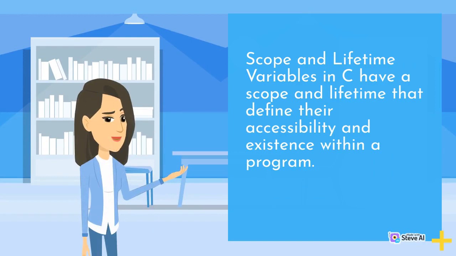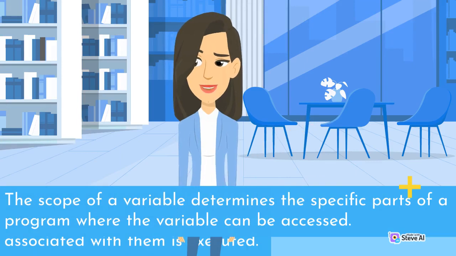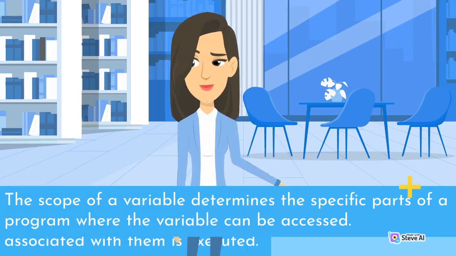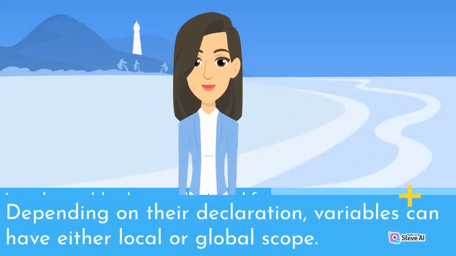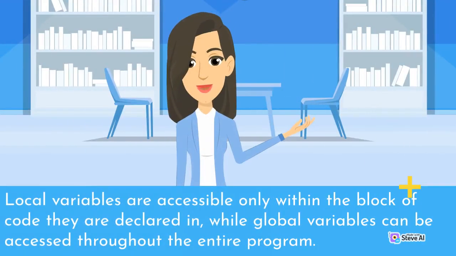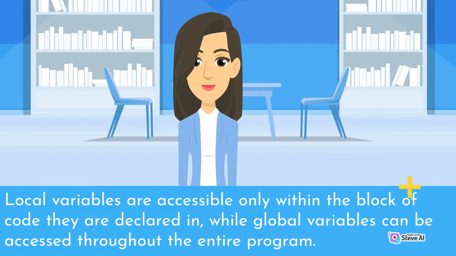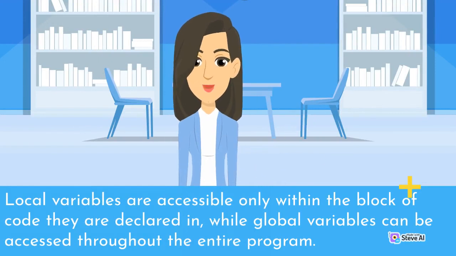Scope and lifetime. Variables in C have a scope and lifetime that define their accessibility and existence within a program. The scope of a variable determines the specific parts of a program where the variable can be accessed. Depending on their declaration, variables can have either local or global scope. Local variables are accessible only within the block of code they are declared in, while global variables can be accessed throughout the entire program.